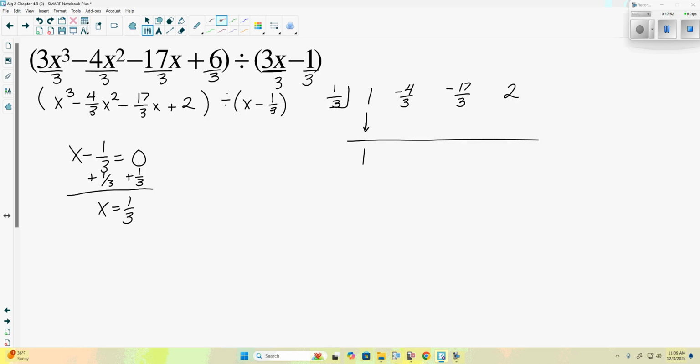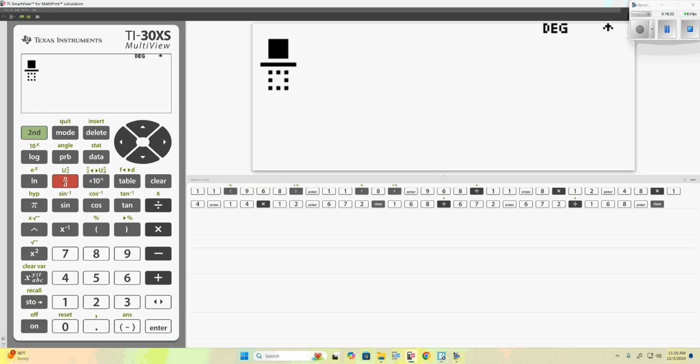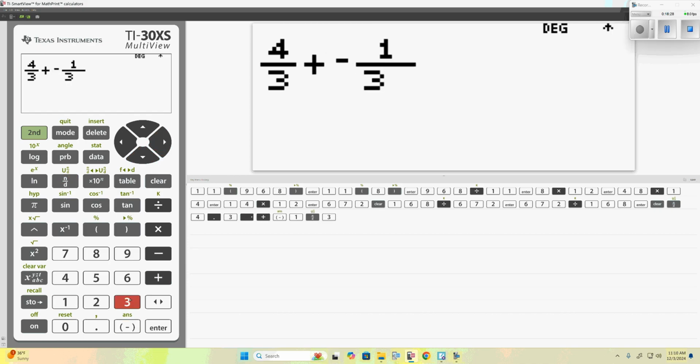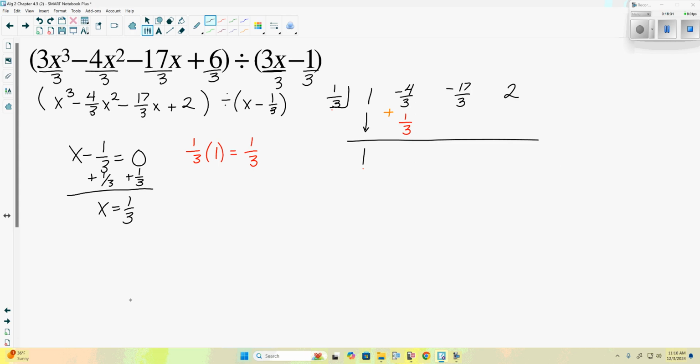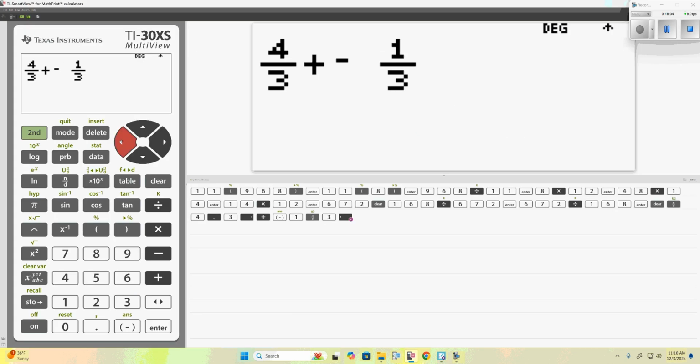Are you ready for this here? So the first thing we're going to do is our 1/3 times 1, which is, well, 1/3. That's the nice thing with multiplying by 1. Next thing we need to do is add straight down. Well, if you're not great with adding fractions, that's fine. Because we can say, negative 4/3 plus 1/3.